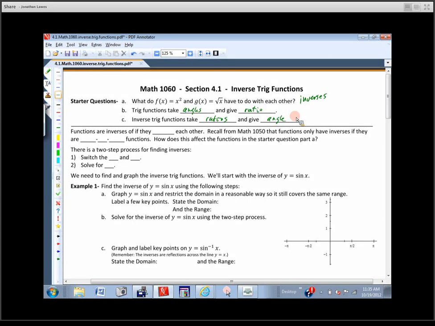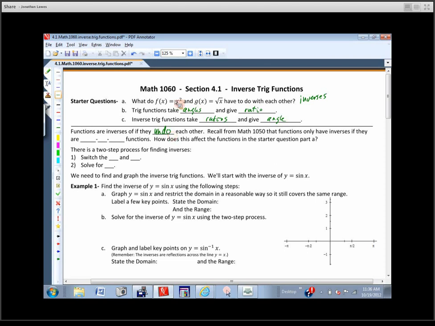And then the next sentence there. Functions are inverses if they what? So let's pick the right word here. Reverse, that's not bad. Cancel, not bad. I heard another one. Contradict probably wouldn't be the best one. I heard something over here. Undo, okay? If they undo each other.